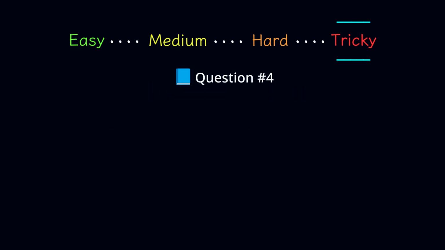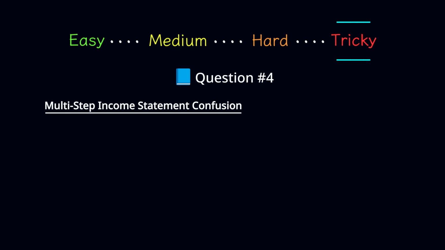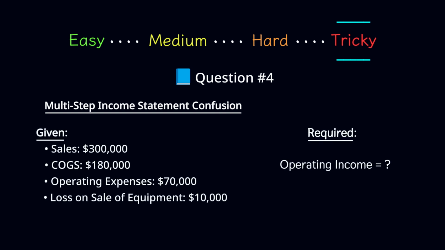Now the last one, and this is a classic. Trap question 4, multi-step income statement confusion. A company reports sales of $300,000, COGS of $180,000, operating expenses of $70,000, and a loss on sale of equipment of $10,000. The question asks for operating income. Stop right there. Loss on sale of equipment is non-operating, so we ignore it for operating income.